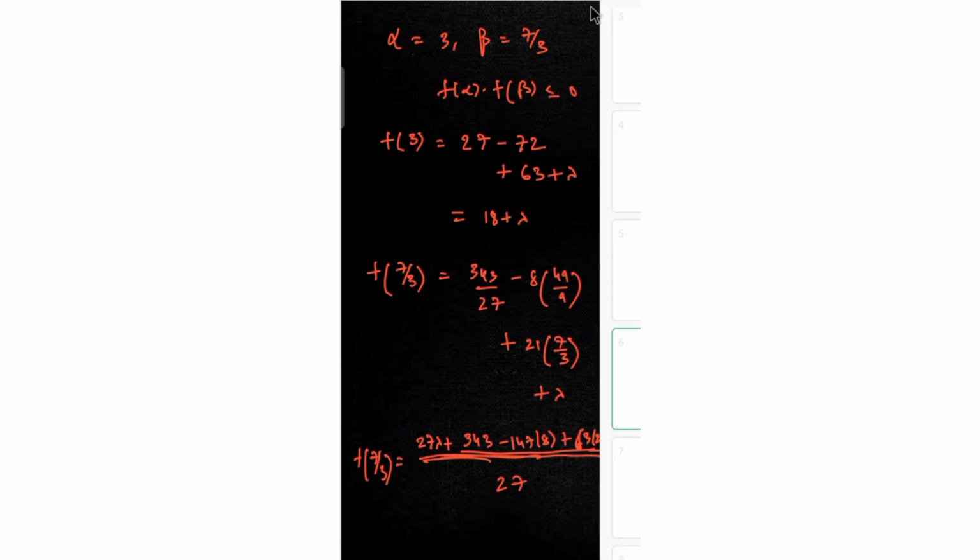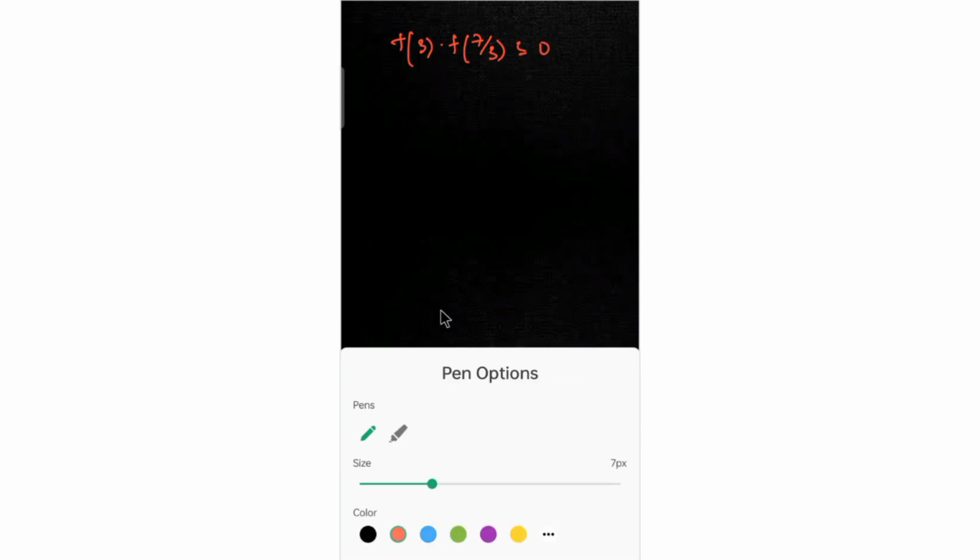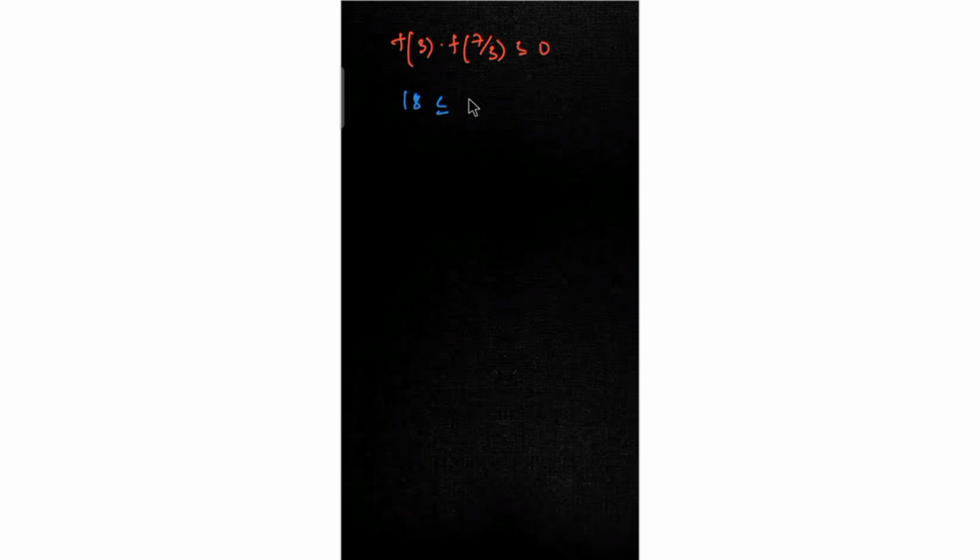Now I'll write the final equation. I need f of 3 into f of 7 by 3 to be less than or equal to 0. If I solve this after multiplying them, I would get 18 less than or equal to lambda less than or equal to 490 by 27. So this is my minimum value and this is my maximum value. If I put those, multiply them and put this inequality less than or equal to 0, this is the conclusion that I'm going to get.